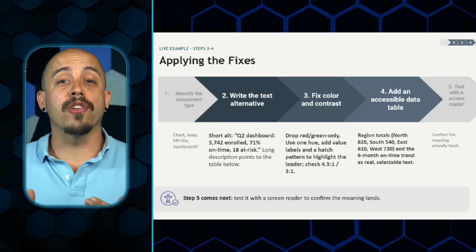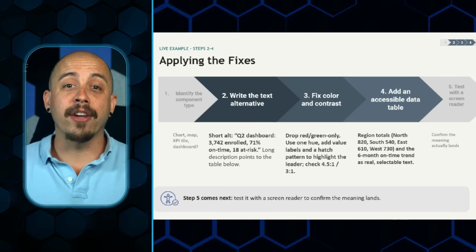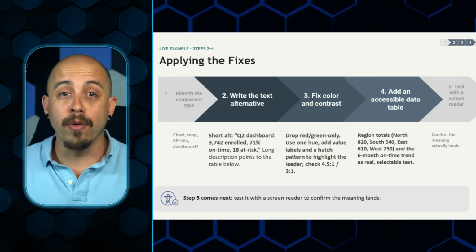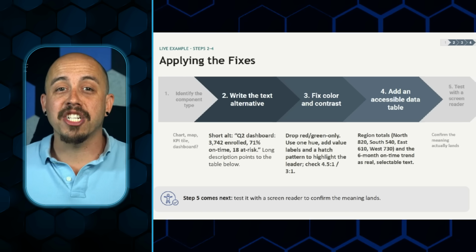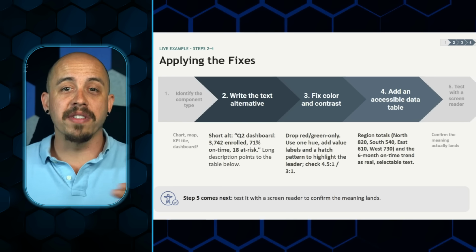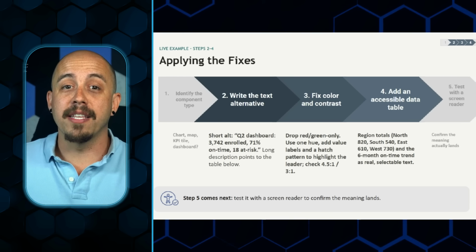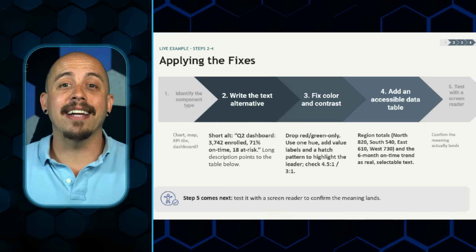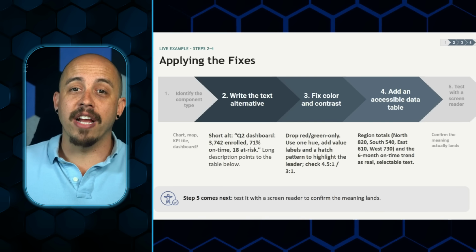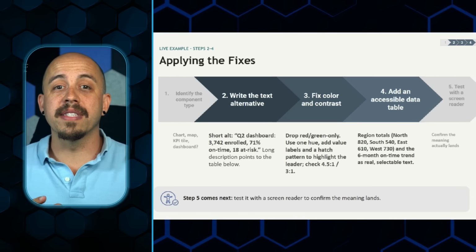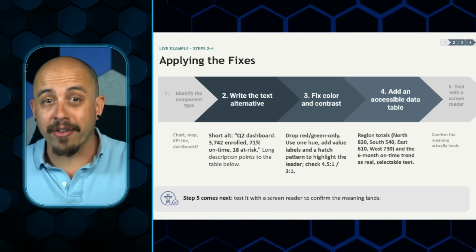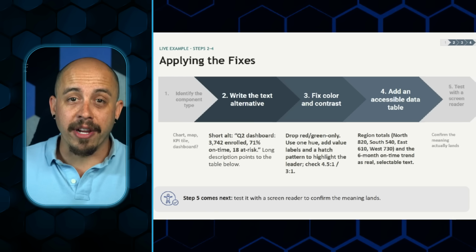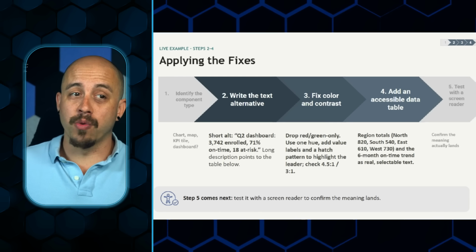Step 3, color and contrast. We drop the red-green only encoding, move to a single hue with varying lightness, add value labels to every bar, and use a hatch pattern to mark the leading region. We also bump up the label contrast to pass AA requirements. Step 4, the data table. Every KPI title, every region total, every trend value written out as real selectable text, so a screen reader can navigate it appropriately. Step 5 comes next, testing with a screen reader to confirm the meaning actually lands.